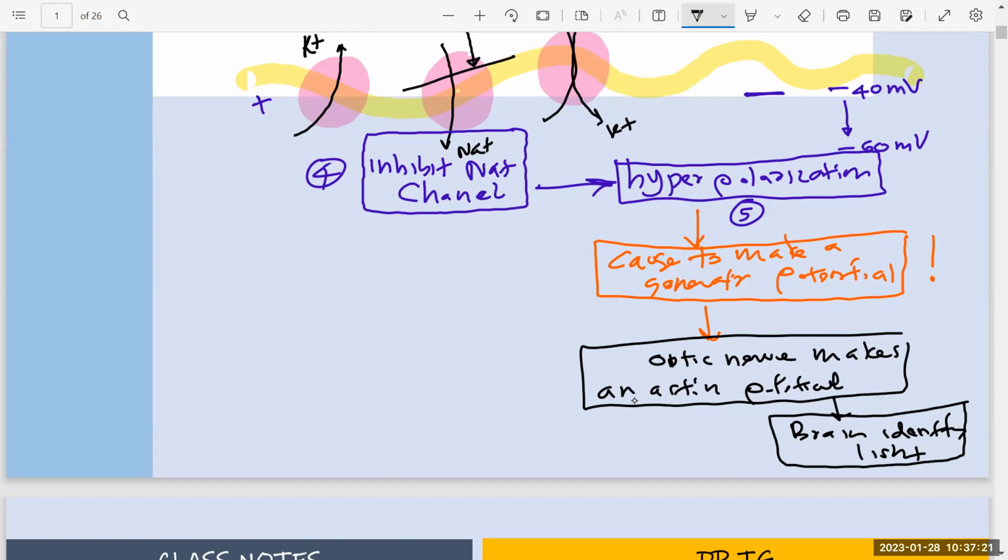The only doubt you have now is: how can hyperpolarization make a generator potential? You don't need to learn this one because it is not important to get the marks, but I will briefly outline what is exactly happening.